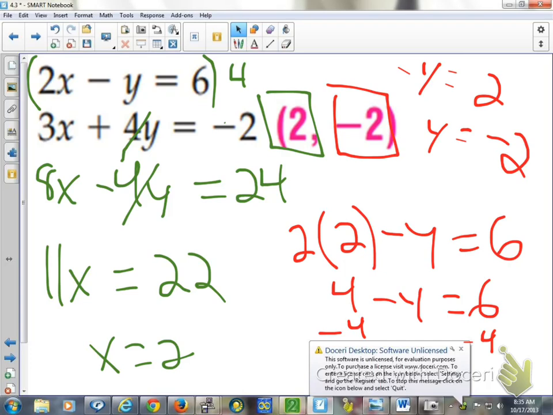And you can multiply either row by whatever you want. Let's say for some reason 6 didn't occur to me. What if I chose 12? Hey, 2 and 3 go into 12. I could have multiplied this one by 6, this one by -4, and it still would have worked.